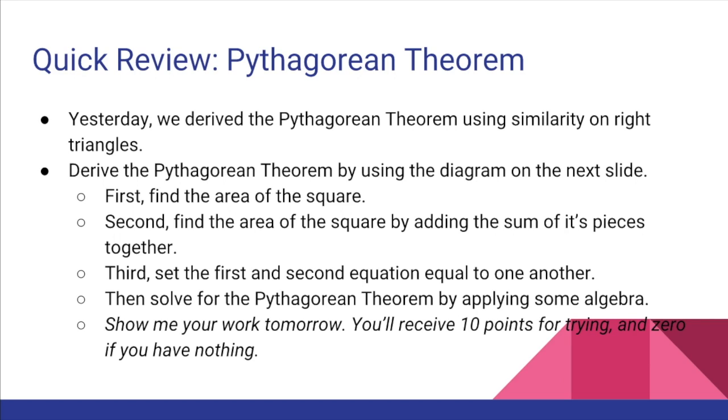Yesterday we derived the Pythagorean theorem using similarity in right triangles. Today, the challenge is I want you to derive the Pythagorean theorem using the diagram on the next slide. So follow these steps, the first step, the second step, and the third step, and then see if you can derive the Pythagorean theorem. You will show me your work tomorrow. You'll receive 10 points for trying and 0 for nothing.